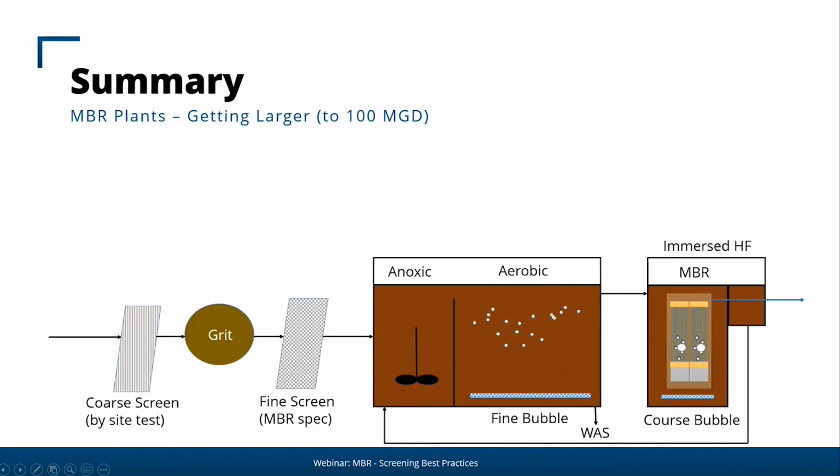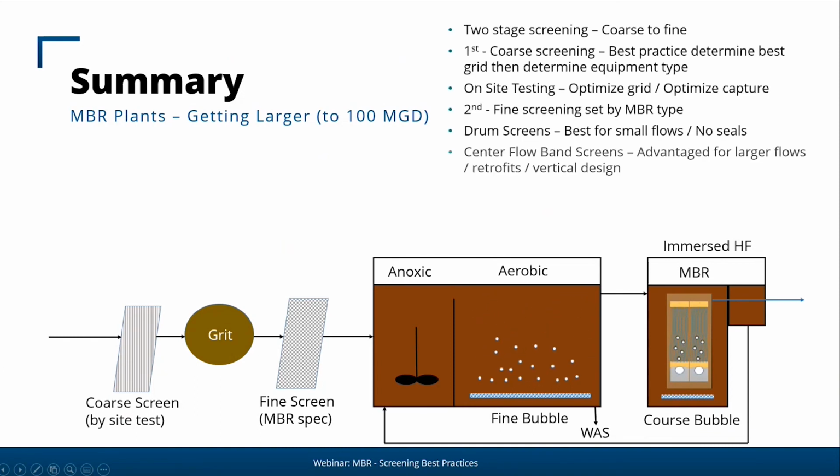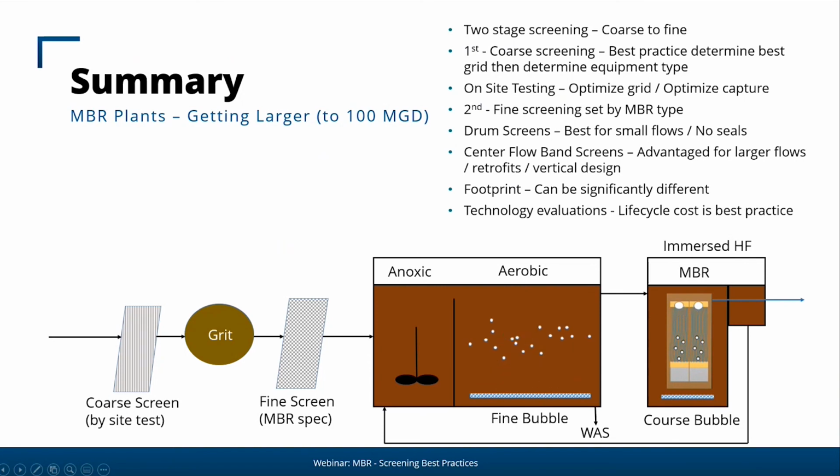So in summary, MBR plants are getting larger and more accepted, and some of the main best practice points include two-stage screening, coarse to fine, for pretreatment for a membrane plant. First stage is coarse screening, and the best practice is to determine the best grid and then determine equipment type. On-site testing is used to optimize the grid and optimize capture of the system. In the second stage, the fine screening stage is set by MBR type, and that includes the highest capture screens, which are either drum screens or center flow band screens.